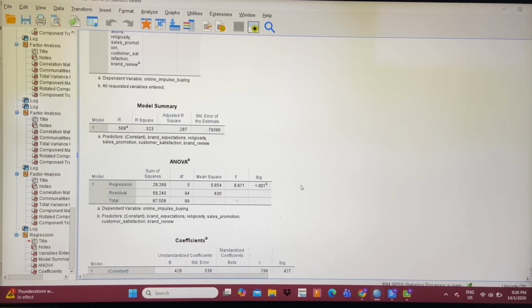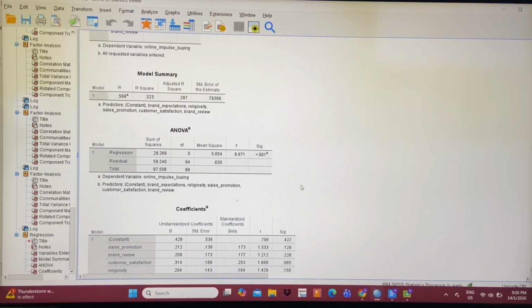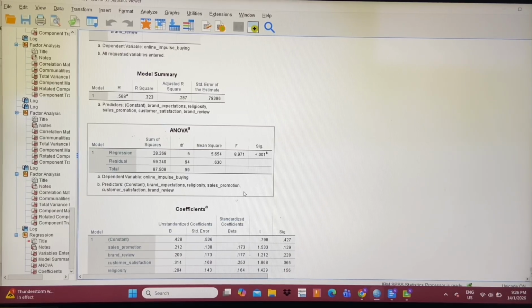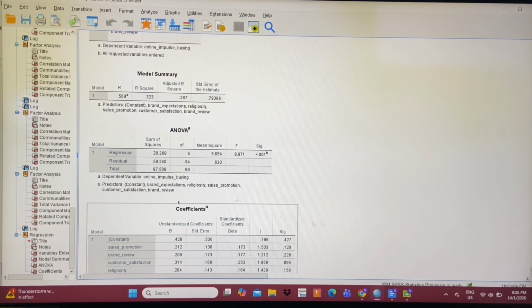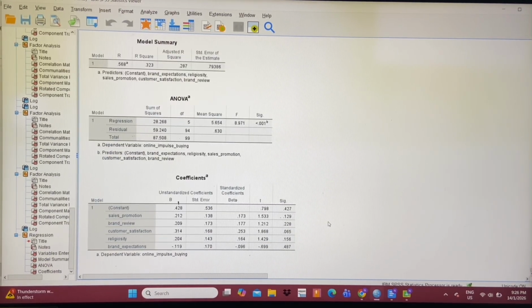Next, we look at the ANOVA table, which determines whether the overall regression model is statistically significant. The F value is 8.971, and the significance value is less than 0.001. Since the P value is below 0.05, this means that the regression model is statistically significant overall. This also indicates that the independent variables have a significant effect on online impulse buying. Now, I will explain each independent variable based on the coefficients table.